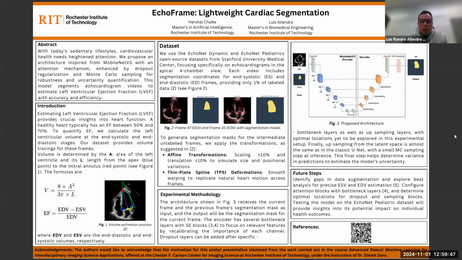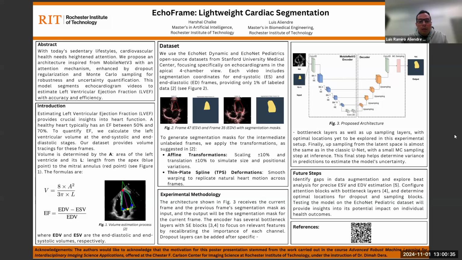It is crucial, in order to make an application using deep learning, machine learning, or AI, to have a dataset first. That's why we focused on obtaining a publicly available dataset, and we were able to have two publicly available datasets, the EchoNet Dynamic and the EchoNet Pediatric datasets. Both are from Stanford University Medical Center. The first one, EchoNet Dynamic, focuses on echocardiogram videos of adult hearts. It has more than 10,000 videos showing the apical four-chamber view, while the EchoNet Pediatric dataset has more than 3,000 videos of pediatric patients also showing the apical four-chamber view.